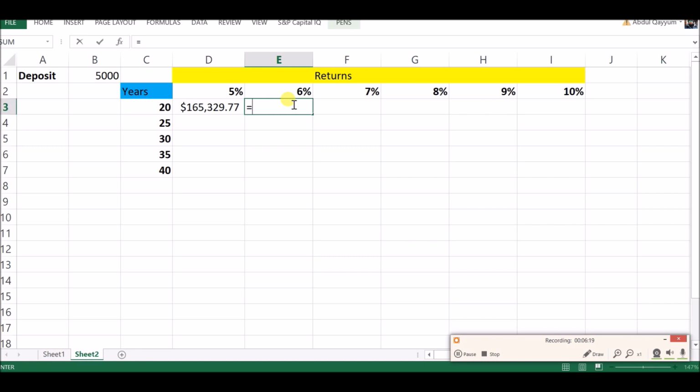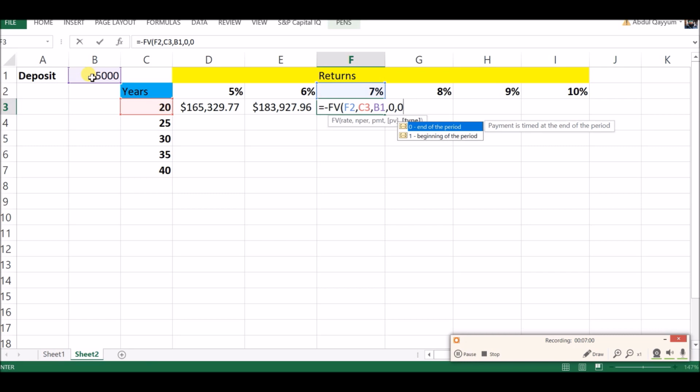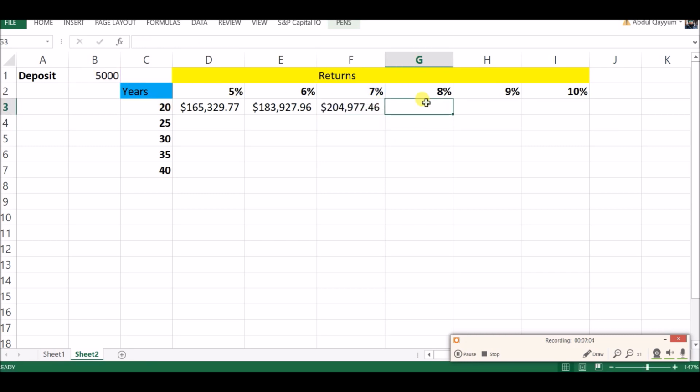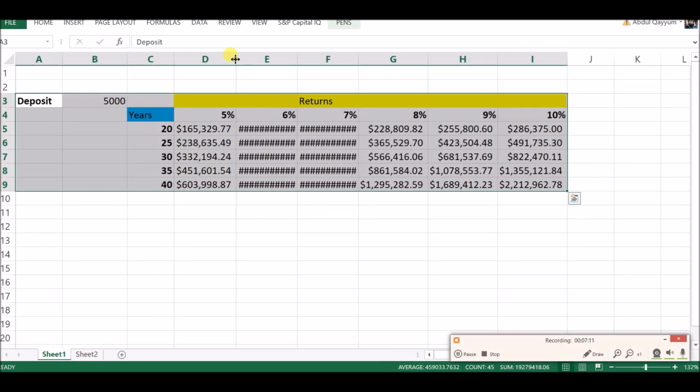In a similar way, we can calculate for the others. For example, for this one, we write future value, then we give it the rate, then 20 years, then 5,000, then 0, and another 0, and this is it. In the same way we give a negative sign over here, which makes it positive. Similarly, the future value, and the rate is 7% over here, then we have period 20, then $5,000, then 0, then another 0, and this is it. By doing this again and again, you will get these calculations.